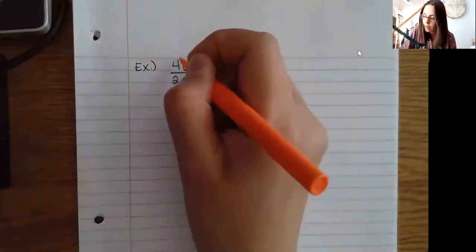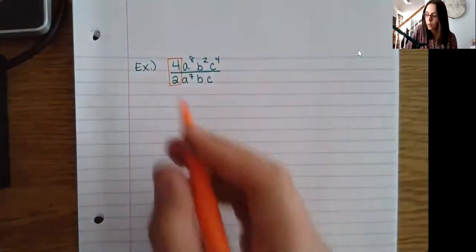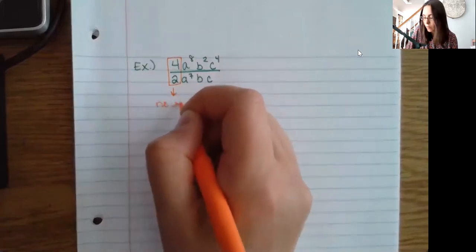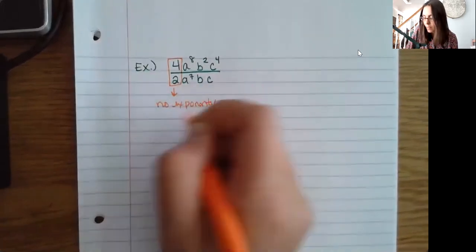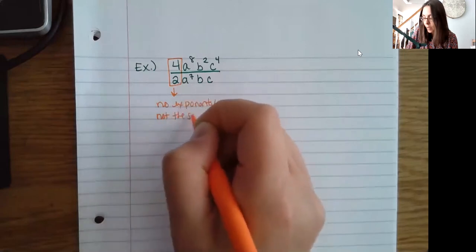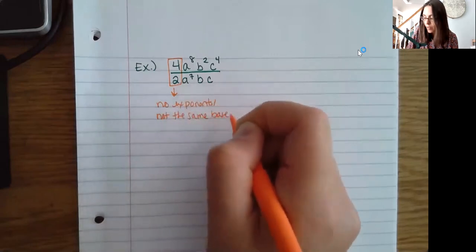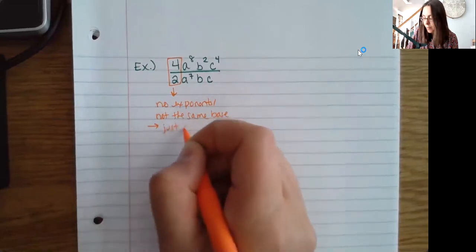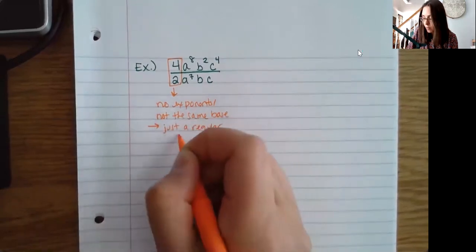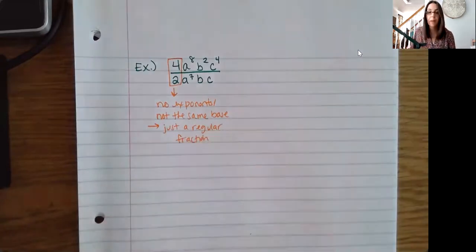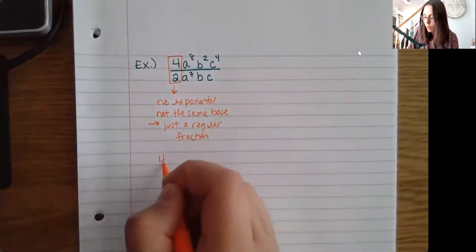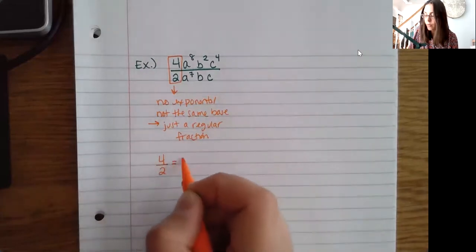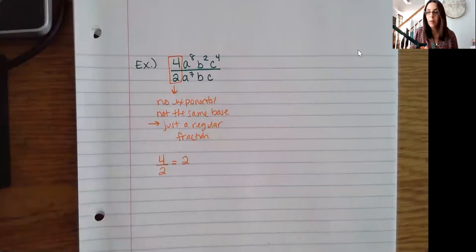So notice that I have a 4 and a 2. Now, that 4 over 2, there are no exponents. And this is not the same base, right? So this is just a regular old fraction that you will simplify. Okay, so if you think about 4 over 2, well, 4 over 2 simplifies to just 2, right? 4 divided by 2 is 2. So if you have just numbers out front and there are no exponents going along with them, we can't use that shortcut. So we're just going to divide here as usual. 4 divided by 2 is 2.